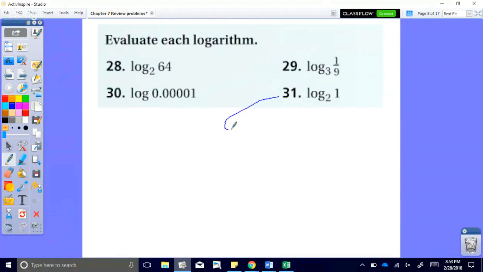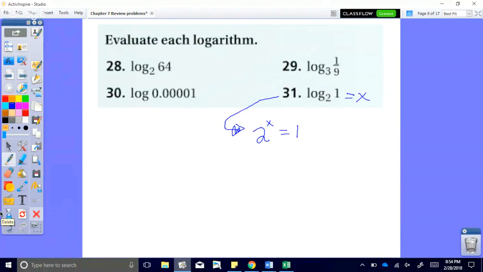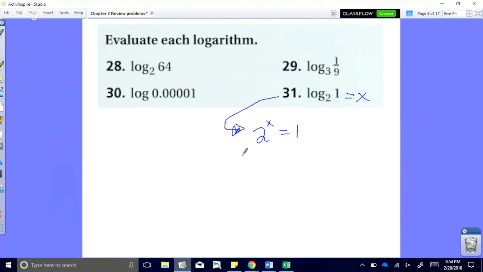Okay, 31 was the other one. Same thing in your mind, you're going to put equals x, and you're going to rewrite it. So 2 to the x equals 1. And this one's kind of tricky because you can't make them have the same base. So if we just think about it, any number to some power will give us 1, and that number is 0. So 2 to the 0 power equals 1, so log base 2 of 1 is equal to 0.